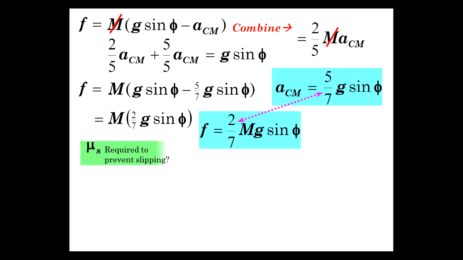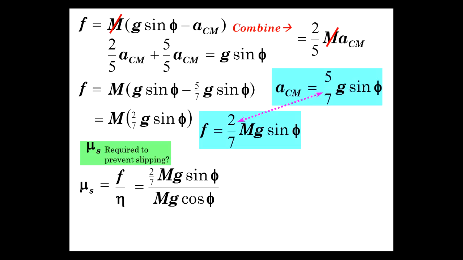Now, what μs is required to prevent slipping? So we've just considered that so far. There is enough μs so it doesn't slip. Well, what's the minimum that it can be? Well, let's go ahead and write the definition, friction over normal. And the friction needed is the friction that we had in this problem. We have to deliver this much friction. If the coefficient of friction is too small, it won't be enough and it'll slide.